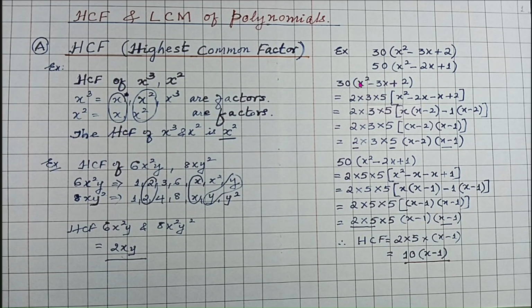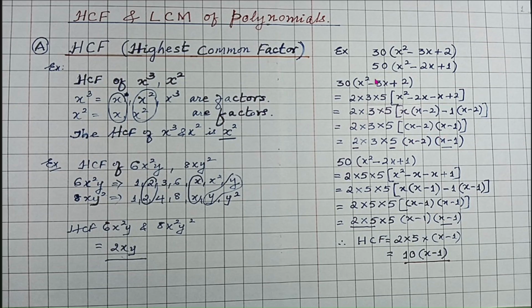The method is: 2 into 1 is 2, and when I multiply I should get 2, when I add I should get −3x. Therefore, splitting, we get x² − 2x − x + 2. Then pair it, group it, and take common. We can group it as x, pair it here. x is common: x(x − 2), −1 is common: −1(x − 2). Then what is common here? (x − 2) is common, and (x − 1). Therefore the factorization of 30(x² − 3x + 2) will be 2 into 3 into 5 into (x − 2) and (x − 1).